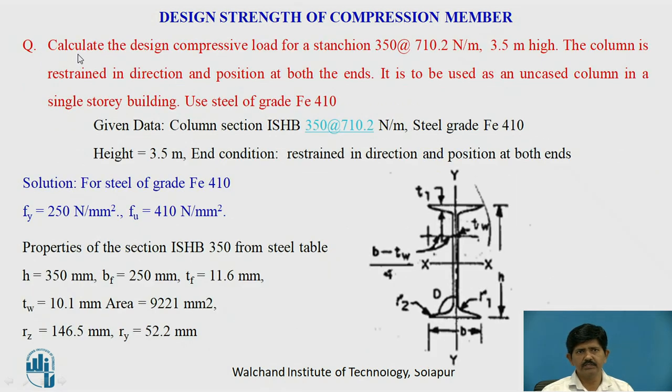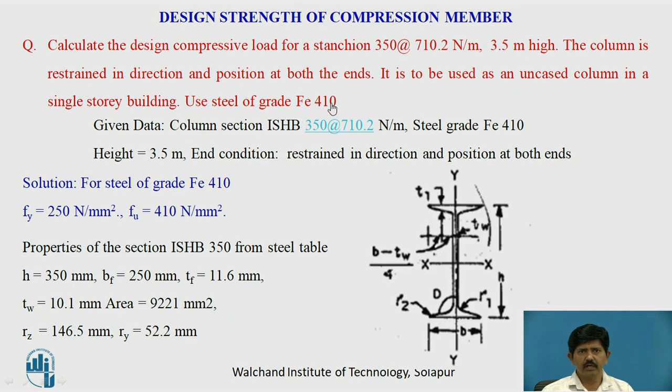The question is: calculate the design compressive load for an ISHB 350 at the rate of 710.2 Newton per meter, which is 3.5 meter high. The column is restrained in direction and position at both ends. It is used as an uncased column in a single story building. Use steel of grade Fe410. So the weight per meter is also important.